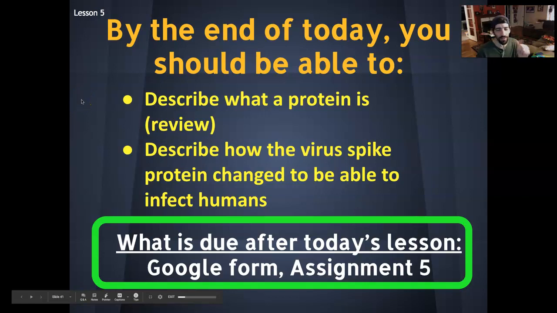Number one, how is a protein made and how is it coded for? This is a review from what we did in the fall. And then number two, how have the virus spikes, those proteins on the outside of the coronavirus, how have they been able to change in order to infect humans? We actually have some really interesting data to look at of the actual protein on the outside of the virus that we're all dealing with right now, where we can see how it's changing over time. At the end of today, you're going to have an assignment 5 to complete and a Google form.